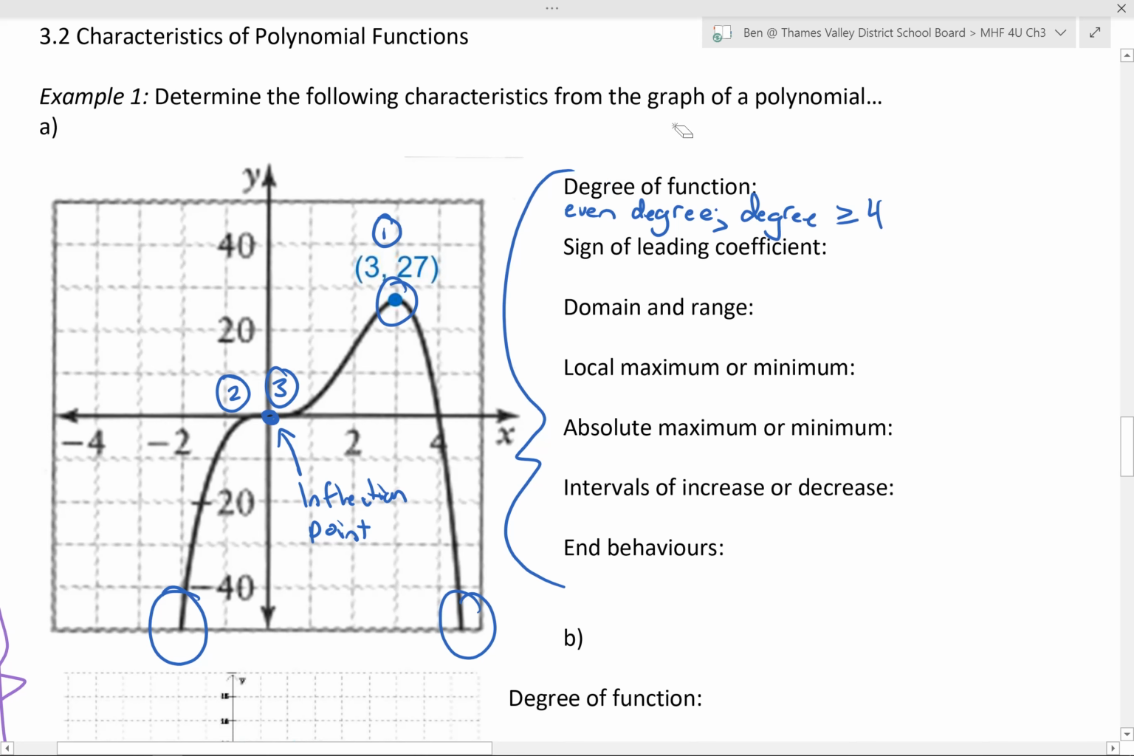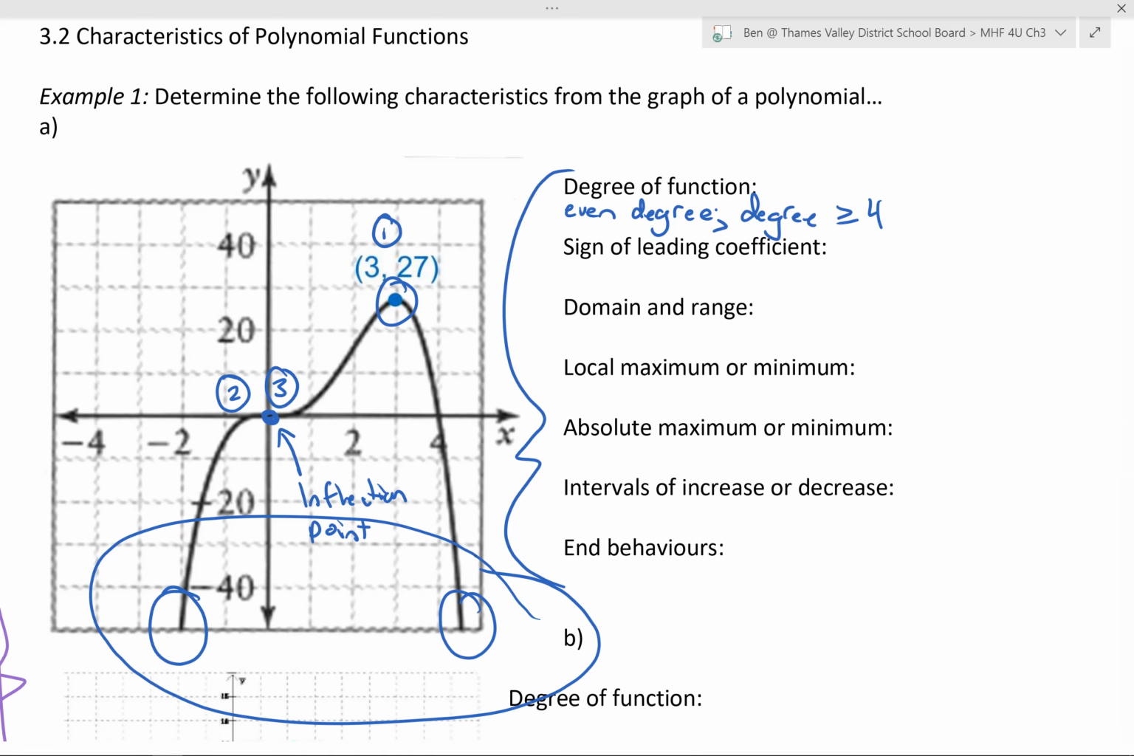Now, the sign of the leading coefficient. Well, we know it's an even degree. We know that because our end behaviors are going in the same direction. Because this direction that the end behaviors are going, because our function is approaching negative infinity as x approaches positive or negative infinity, then the sign of our leading coefficient is negative.